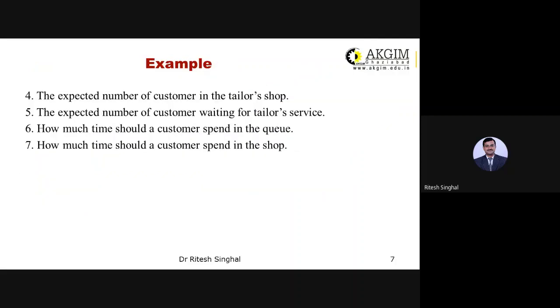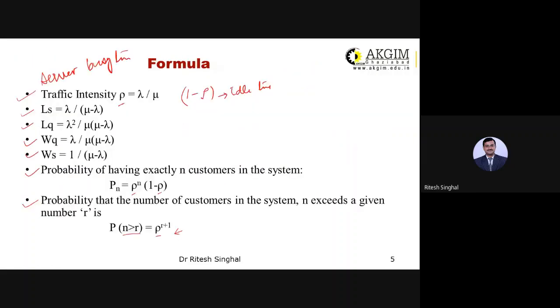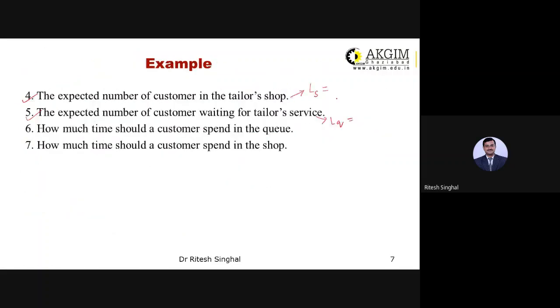Next is part 4, the expected number of customers in the tailor shop. When it is number of customers in the shop, you should write LS. Similarly, the fifth part is LQ. The formula for LS is lambda upon mu minus lambda. You can write it here: lambda upon mu minus lambda.